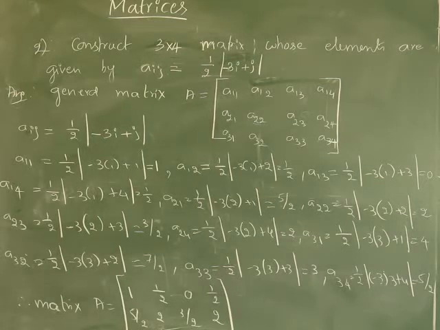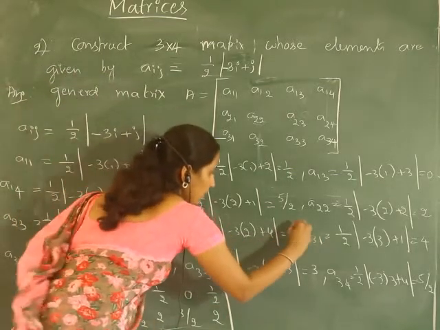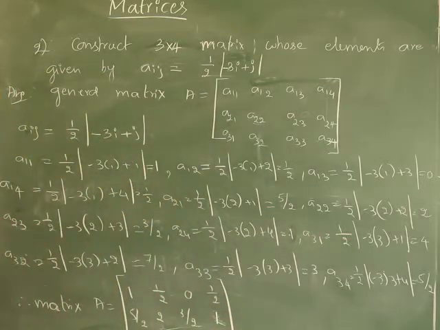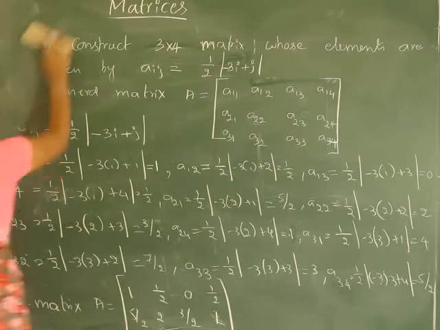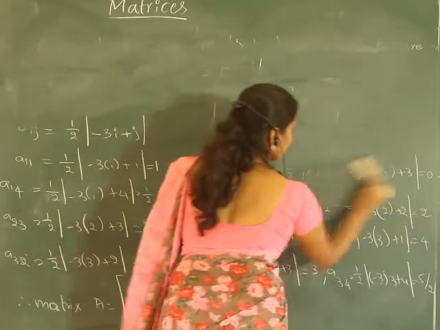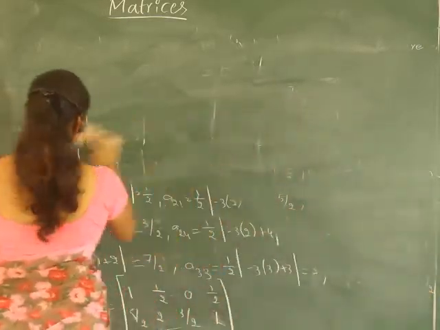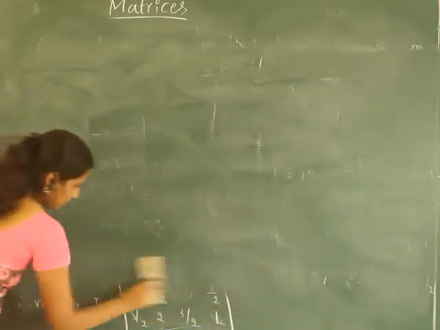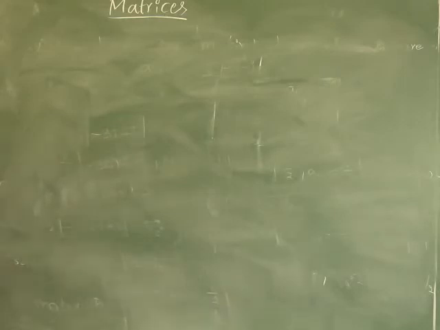So the answer, A24 is minus 6, 2. So this will be 1. So this is the answer for this. So this is a matrix of order A. Next question will be next question.